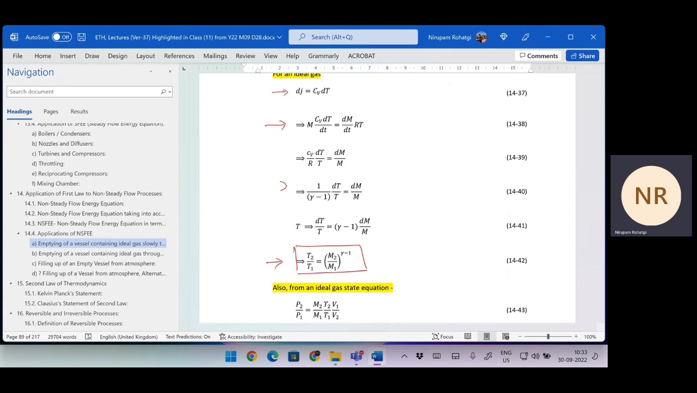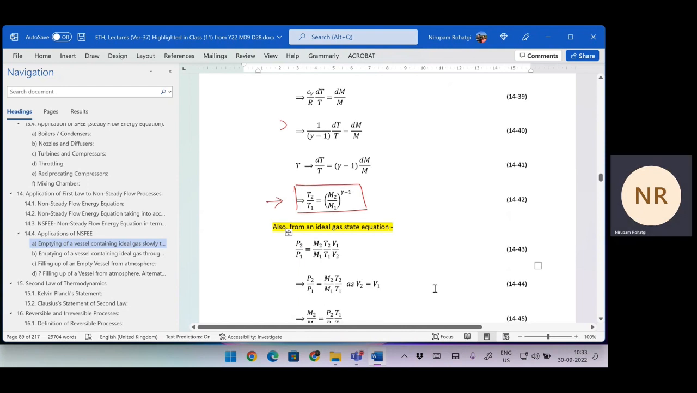So you can find that if you are emptying a vessel containing ideal gas, which is insulated, there is no shaft work, and you are slowly removing the gas, then the inside temperature would be given by this. See? Now further you can use this equation, because inside pressure will also change. Inside pressure will be equal to P2 T2 V1, and P1 will be equal to M1 T1 V2.